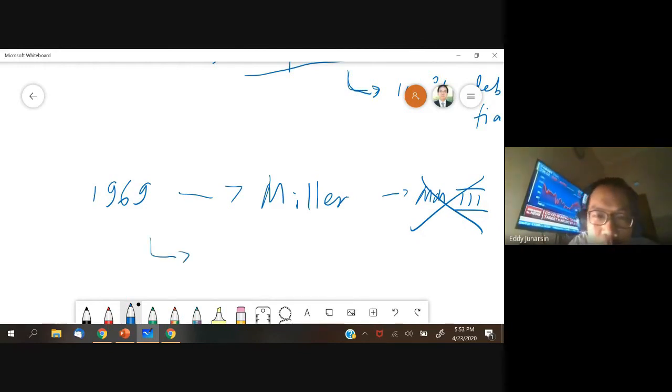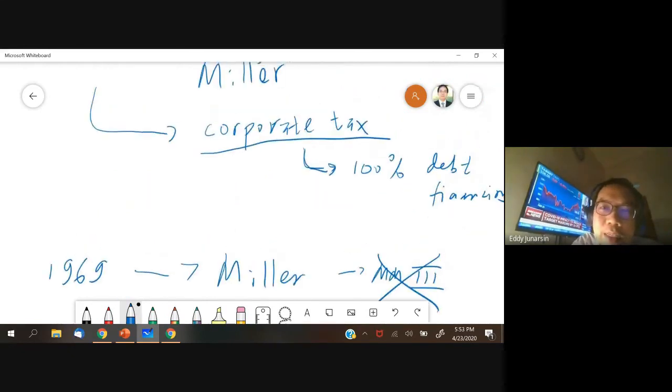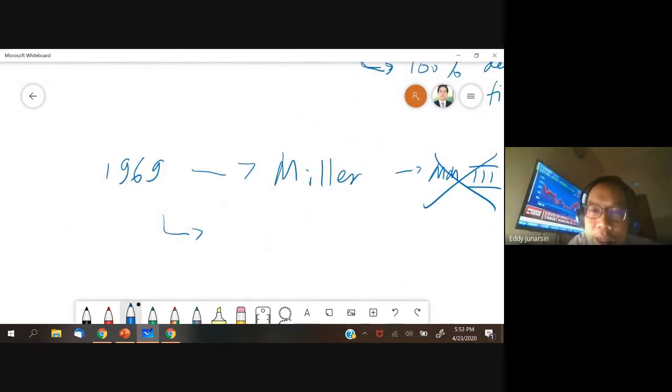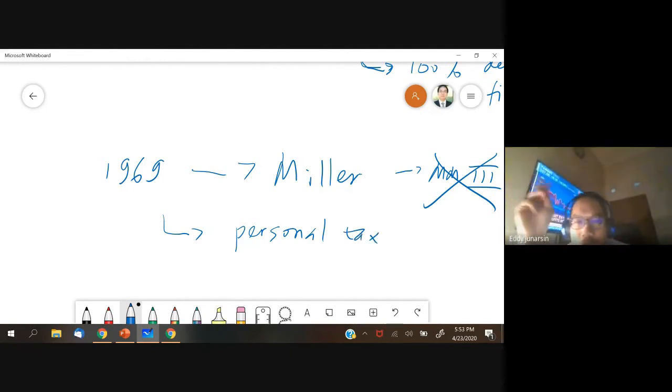So he included one more factor. Remember in MM the second, we already had corporate tax. So in Miller's 1969 paper, he included personal tax. So now we have two tax types here: the corporate income tax, and now personal income tax. Because remember, our creditors and our owners also have to pay their own personal taxes. So now we include the personal tax.